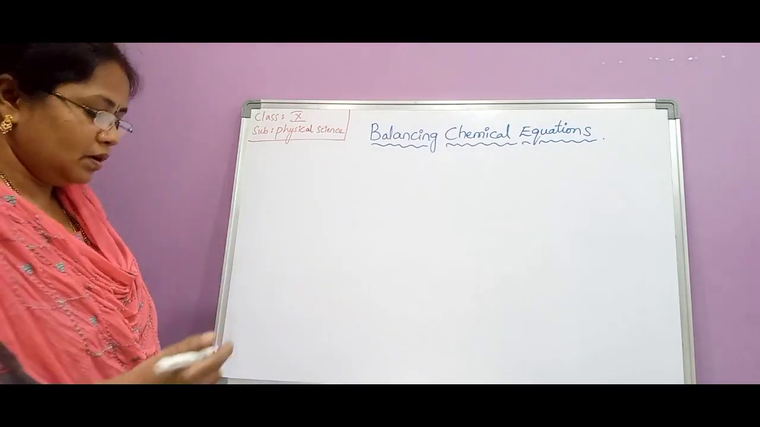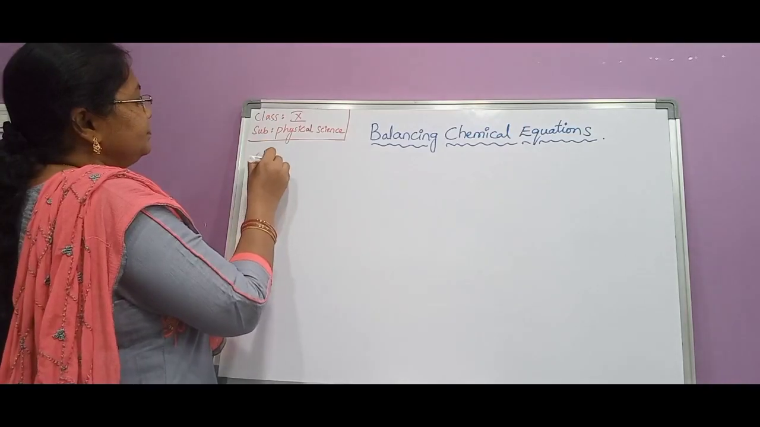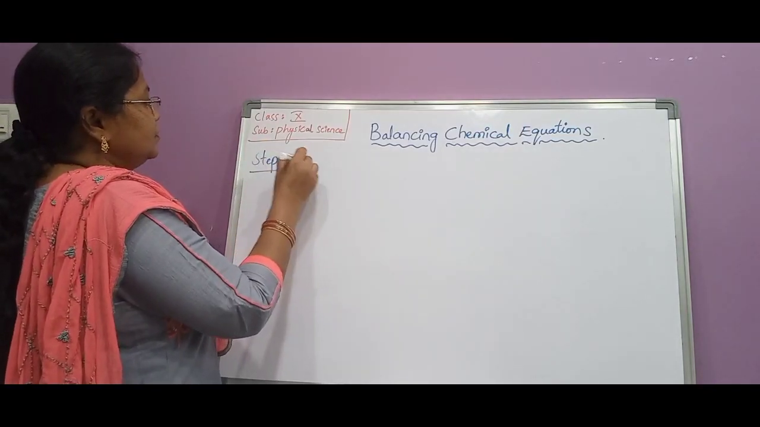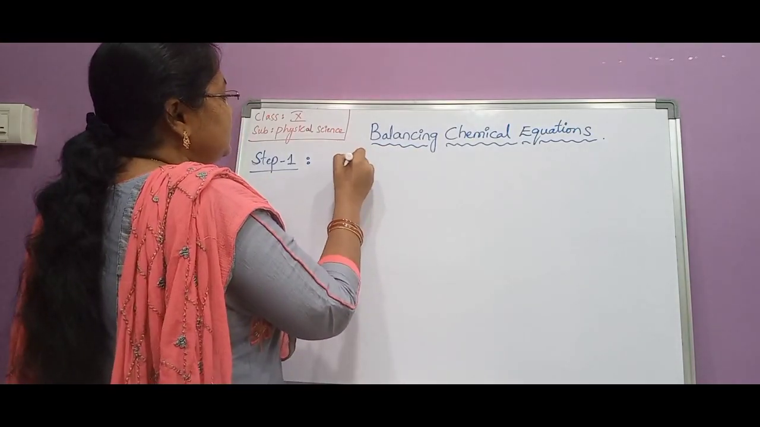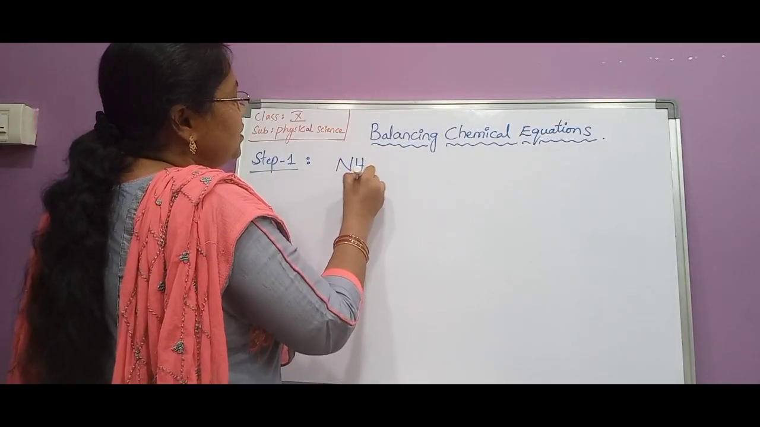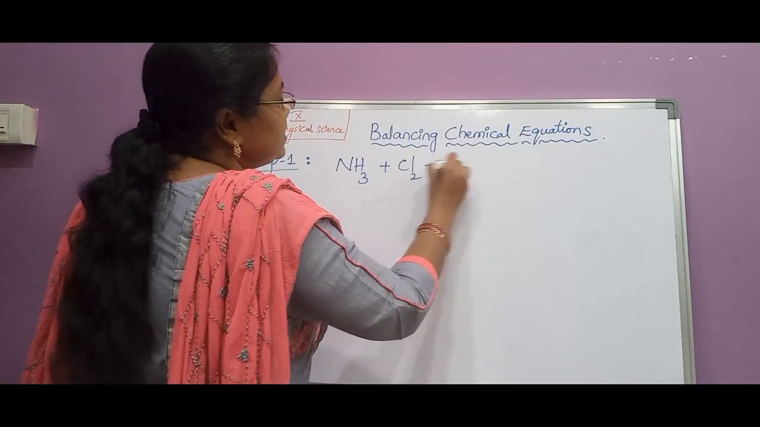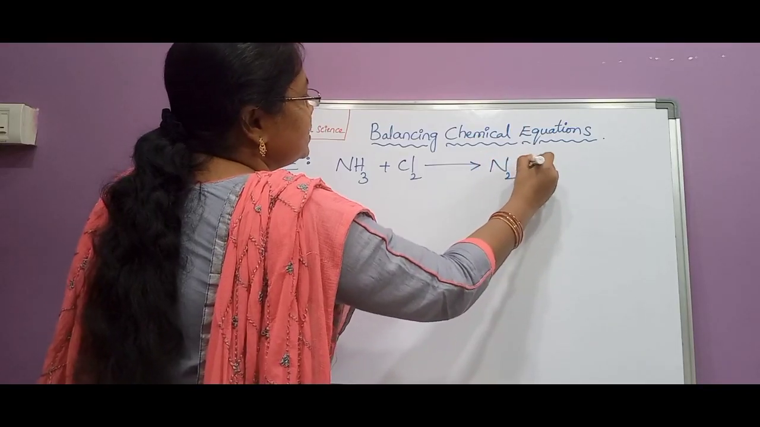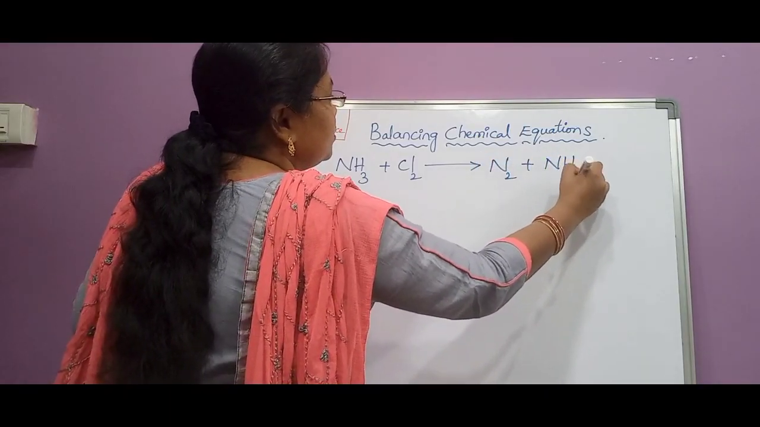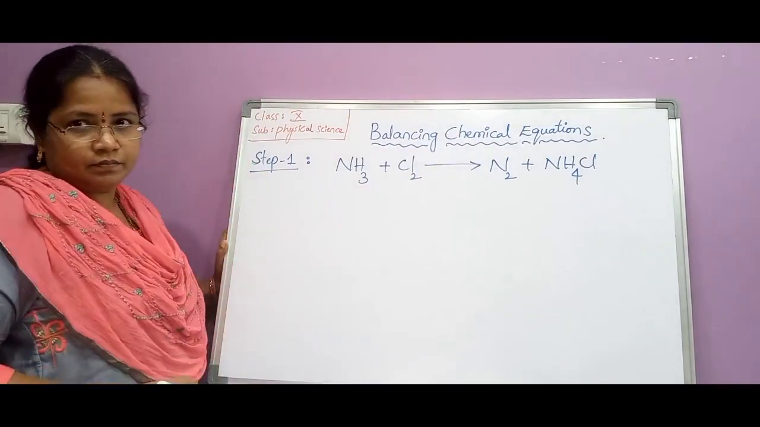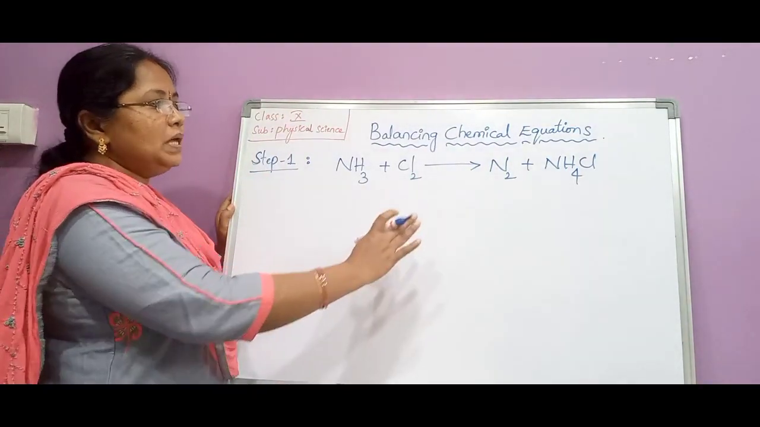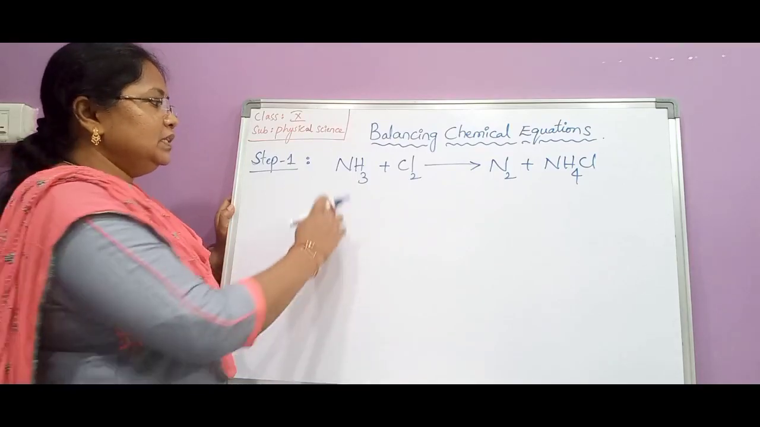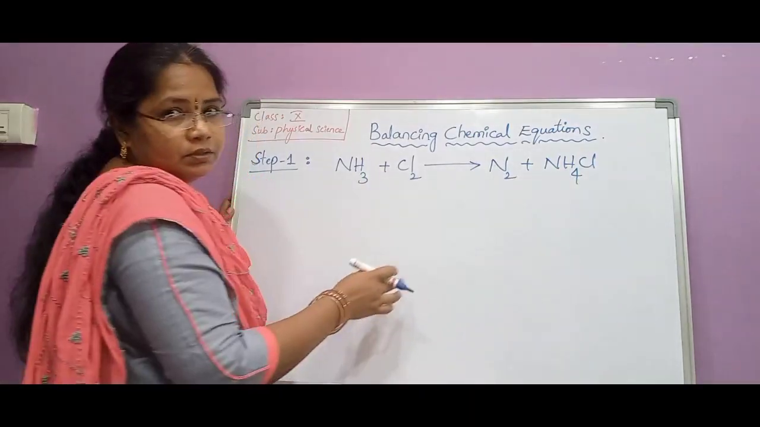Okay, so first of all, in step 1, we should write the chemical equation with correct formulas. That is, the reaction is taking place between ammonia gas and chlorine gas, so as to get nitrogen gas along with ammonium chloride, that is NH4Cl. In the first step we need to write all the formulas correctly. These two are the reactants and these two are the products.